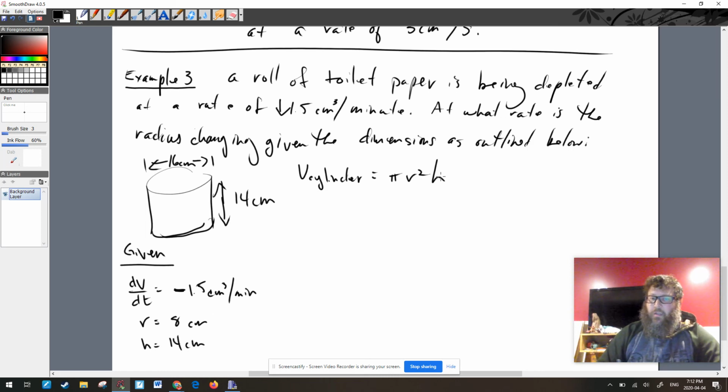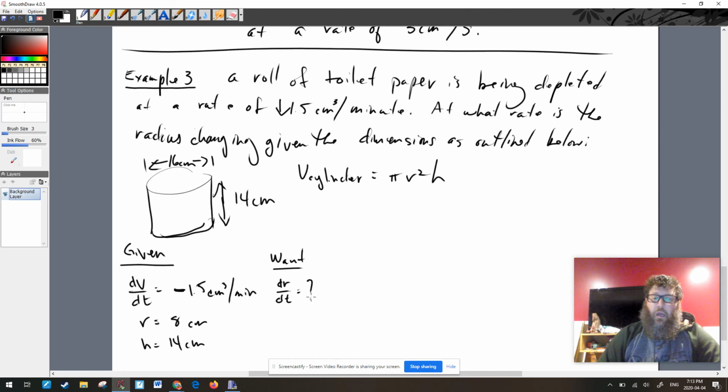So we've got our formula that is relating all these things. Oh, and I'm going to list out what our want is. At what rate is the radius changing? So I want to know what is dr by dt.